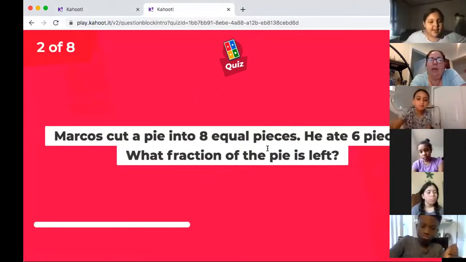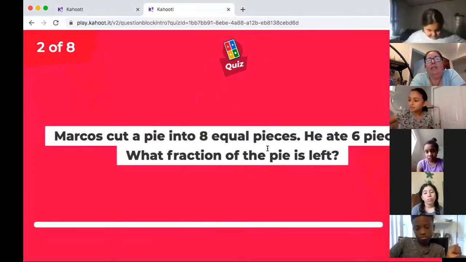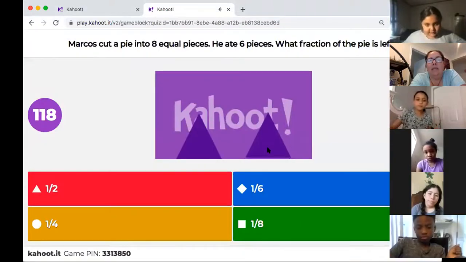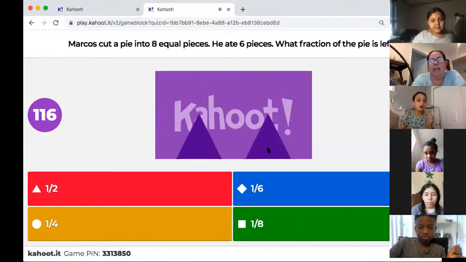All right. Marcos cut a pie into 8 equal pieces. He ate 6 pieces. What fraction of the pie is left?